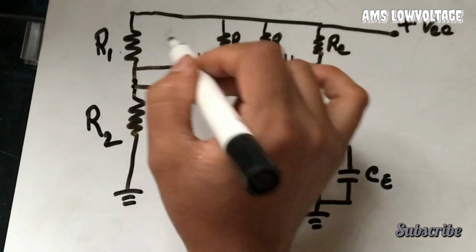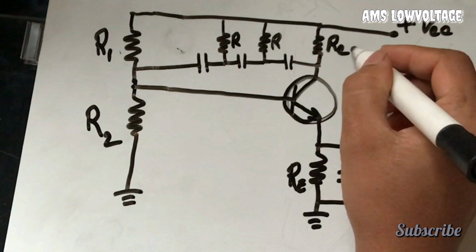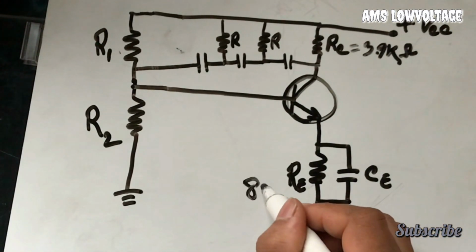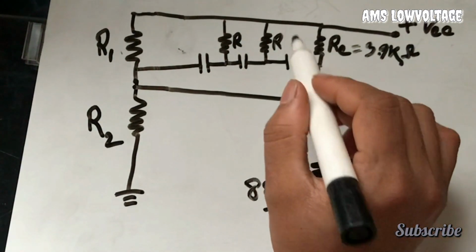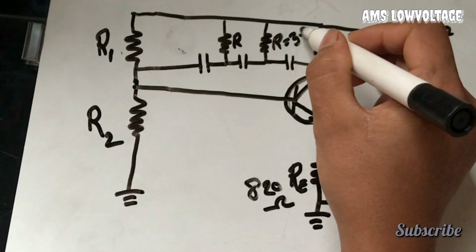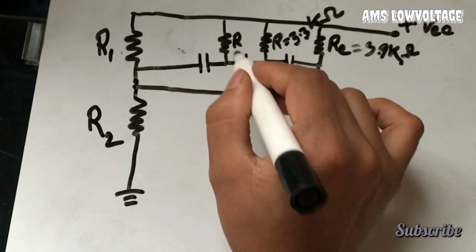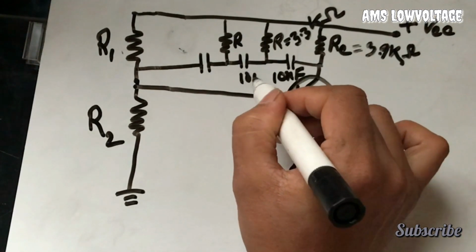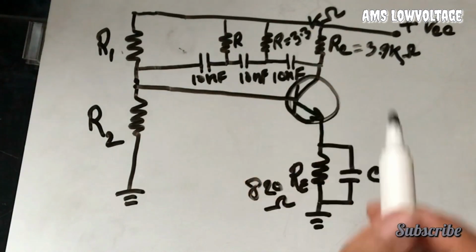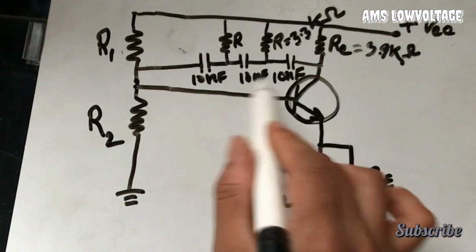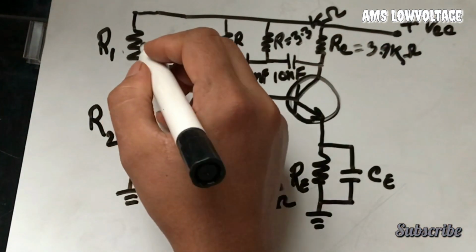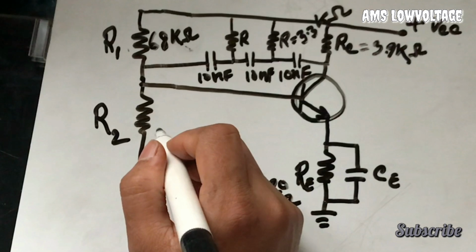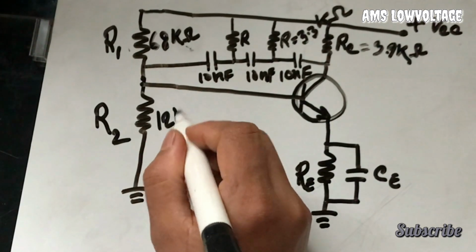To get the oscillation, for this circuit I'm going to use 3.9 kilo ohms and 820 ohms, and for R, 3.3 kilo ohms. All R are the same. And for C I'm going to use 10 nanofarad, all 10 nanofarad. So all R are the same, and all C are the same here. For biasing the transistor I'm using a 68 kilo ohm resistor, and for R2 a 12 kilo ohm resistor.